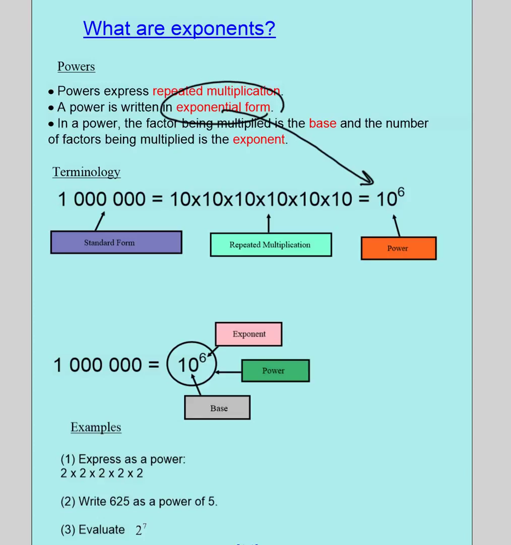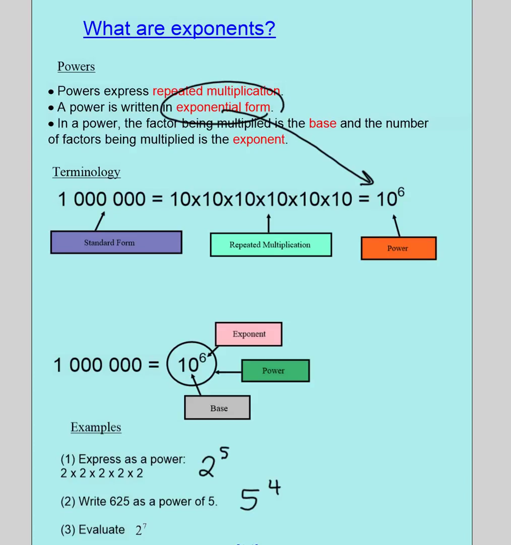So here, for example, when you're asked to express as a power, you just have to count how many times that 2 is repeated. It's repeated 5 times, and the base will be 2, so that will be 2 to the exponent of 5. When it says write 625 as a power of 5, that means the base is 5. What does the exponent have to be? That might require a little bit of guessing and checking on your calculator. So for example, 5 squared is 25. 5 cubed would be 25 times 5, which is 125. 5 to the 4 would be 125 times 5, which is going to be 625. So that will be 5 to the 4.